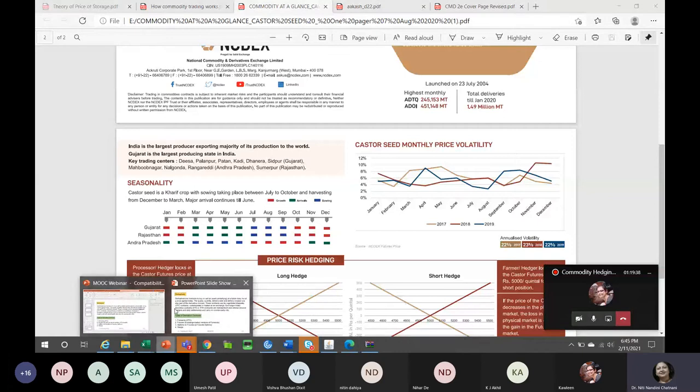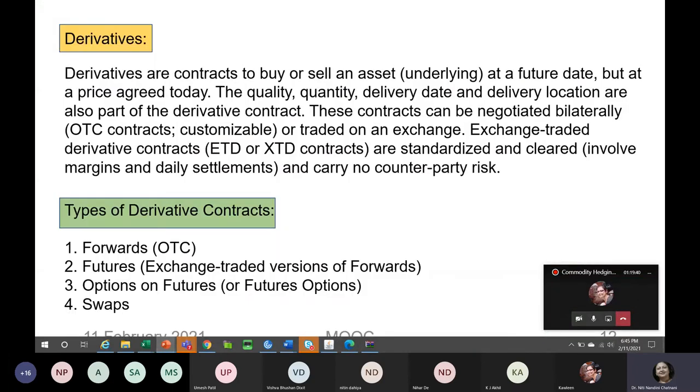And I will encourage all of you to go to the website ncdex.com or mcxindia.com. Go to products under that website and look for any kind of futures contract that you're interested in knowing more about.